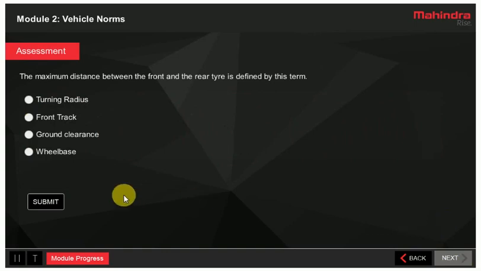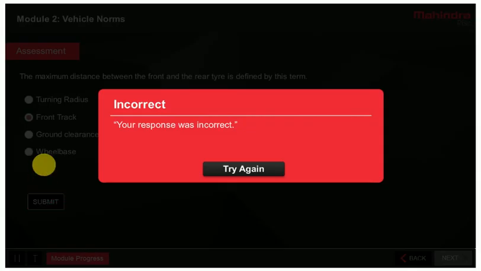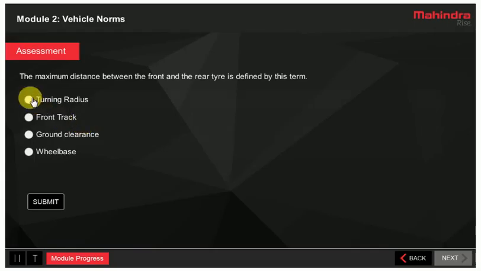You have completely gone through this section on vehicle norms. Now, please take this assessment to test your knowledge. Select your response from the options and click the Submit button.